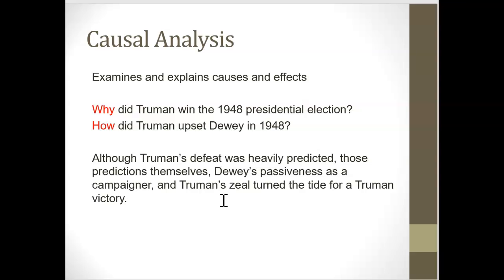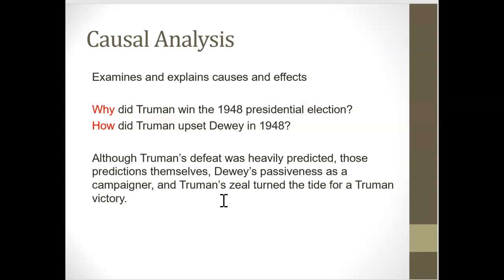But in your book this week, I've asked you to read a sample essay in The Little Seagull about the Truman-Dewey 1948 presidential election. Why did Truman win the 1948 presidential election is a good why question. How did Truman upset Dewey in 1948? That's a good how question. I guess they're both getting at the same thing. And so you see in a thesis that introduces that topic, although Truman's defeat was heavily predicted, those predictions themselves, Dewey's passiveness as a campaigner, and Truman's zeal turned the tide for a Truman victory. That becomes the answer to that question.